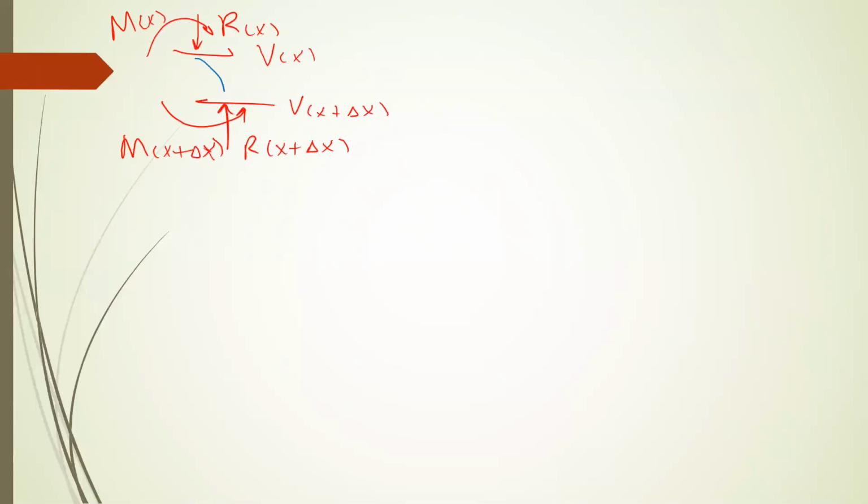Okay, so that's our setup. Now I want to take the sum of the moments at x plus delta x equal to 0. So I'm taking the sum of the moments at this point here on the bottom of the segment. At that point, I have a positive moment, M of x plus delta x. Applied up above, there's a negative moment, M of x.